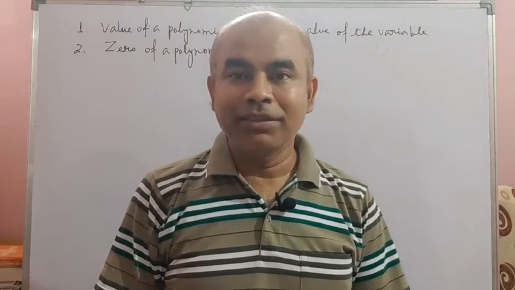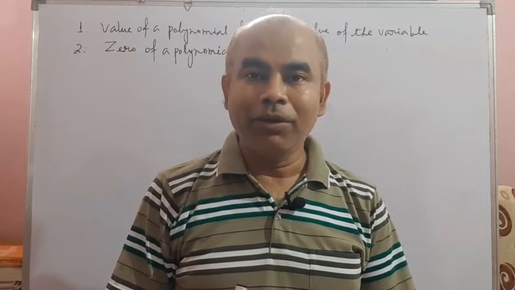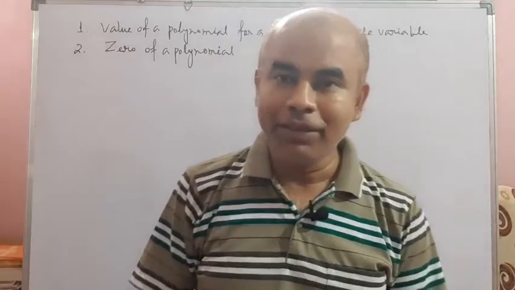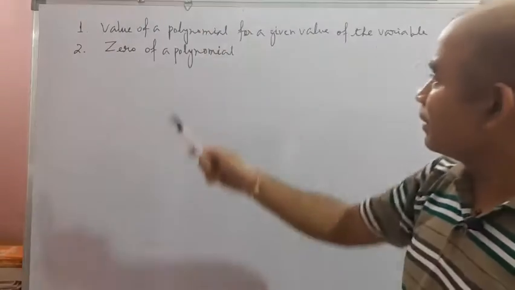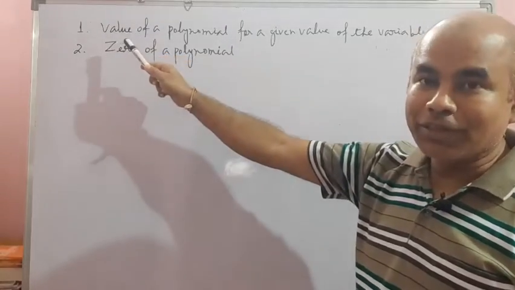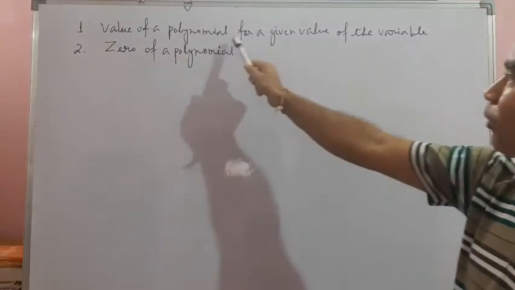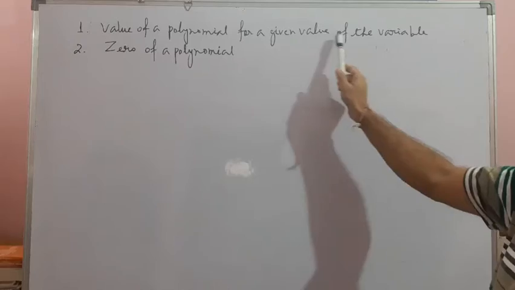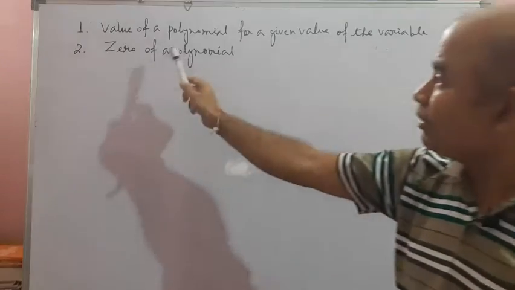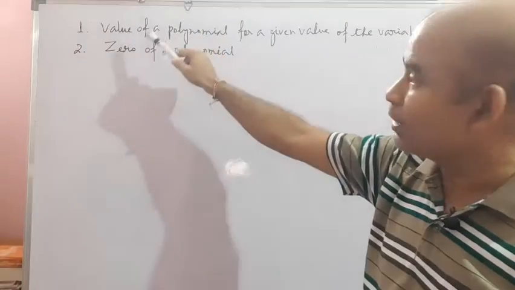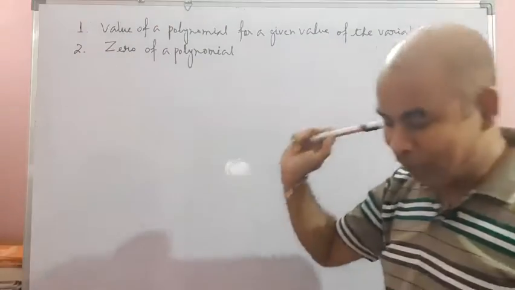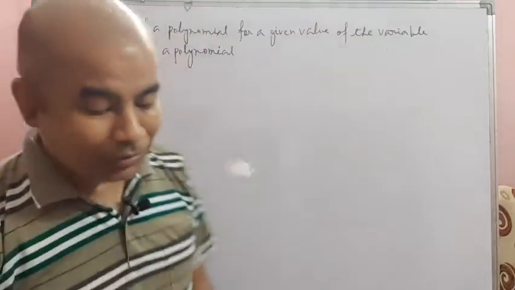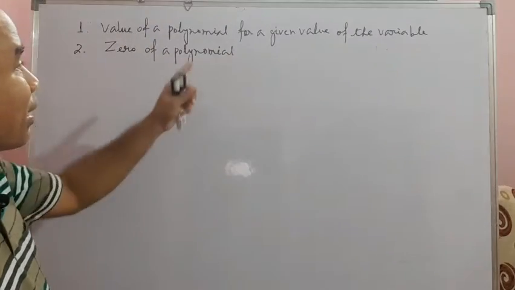Hello my dear students. So today we are going to discuss a topic from chapter 2, polynomials, of class 9. I am going to discuss two things. One is the value of a polynomial for a given value of the variable. Secondly, from that concept we'll discuss what is the zero of a polynomial.